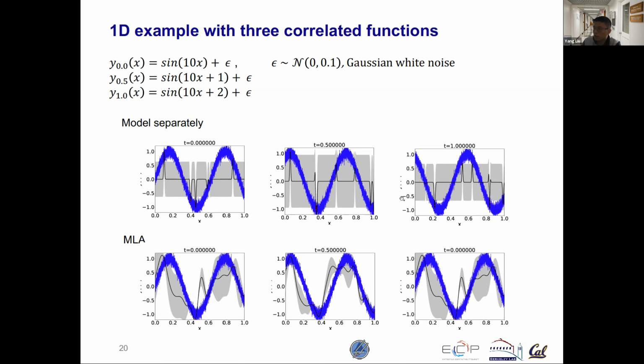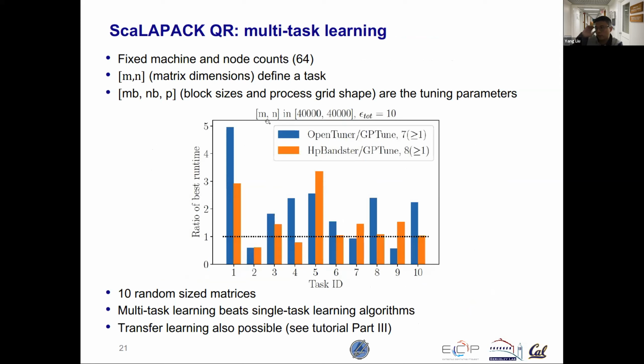So that's the main workhorse of the GPTune software. Here's a real example of scalable QR. We use 64 Cori Haswell nodes, and I think we pick 10 matrices of different sizes, and we're tuning the row-wise blocking parameter, the column-wise blocking parameter, and the row-wise shape of the process grid. This shows the ratio of the best runtime of GPTune versus 2 other tuners. A ratio higher than 1 means GPTune is better. So you can see in 7 out of the 10 tasks GPTune is better, and in 8 of the 10 tasks GPTune is better compared to the other tuner.